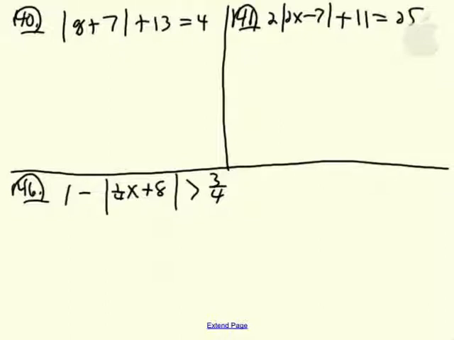Well, I'll do 40. I'll do 40 and 41. We'll skip 46. Okay, subtract 13 from both sides here. The absolute value of g plus 7 will equal -9. Well, the absolute value cannot equal a negative number. There is no solution on this one.